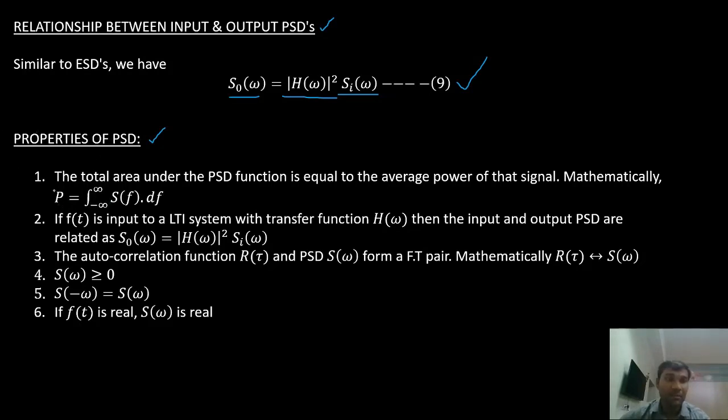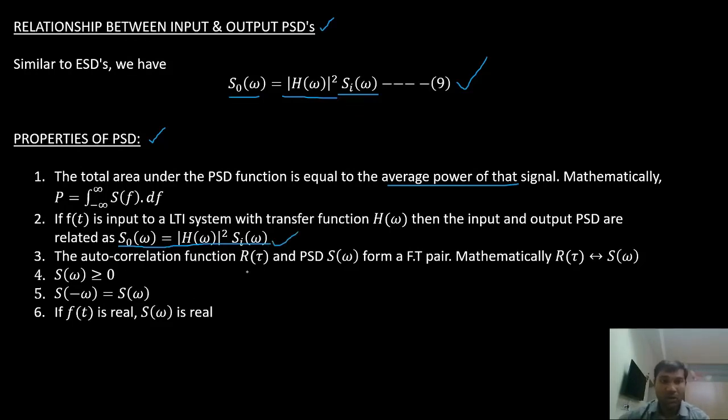What did we have? The corresponding property of energy spectral density: the total area under the energy spectral density is equal to the total energy of the signal. Here it is the average power of the signal. And if f of t is the input, with the transfer function of the system H of omega, then the relation between the input and output spectral densities is this.